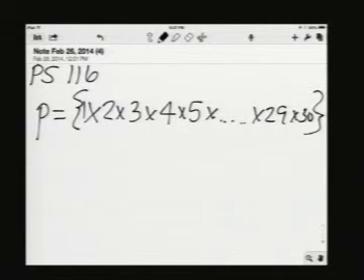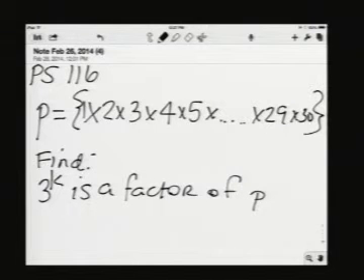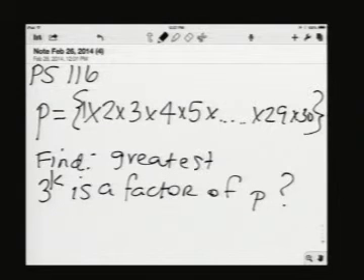So let's keep reading. It says, what's the greatest integer K for which 3 to the K is a factor of P? So we're trying to find the greatest integer K for which 3 to the K is a factor of P. An integer we know is a whole number, positive or negative. So no decimals, no fractions. Okay, so that's what we know K is.